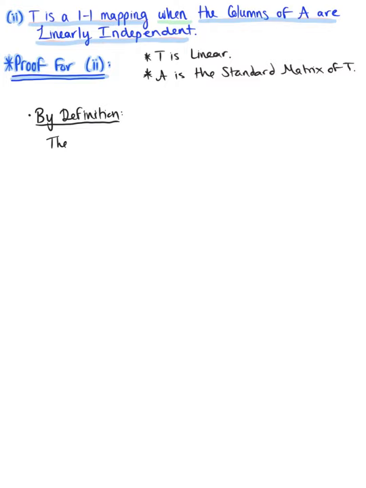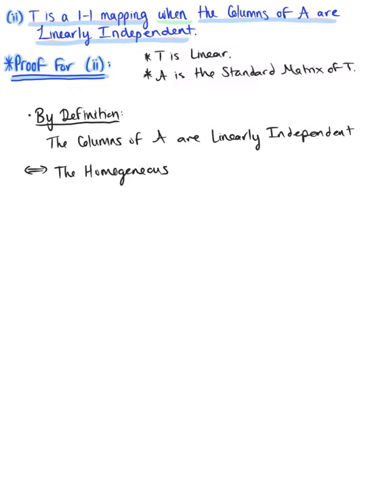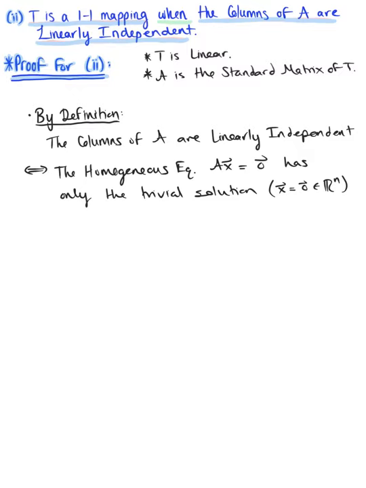So we can say, by definition, that saying that the columns of matrix A are linearly independent is logically equivalent to saying that the homogeneous equation, matrix A times vector x equals the zero vector, has only the trivial solution. And we, of course, know that the trivial solution is vector x being equal to the zero vector in Rn. So if the columns of matrix A are linearly independent, this is logically equivalent to saying that the homogeneous equation has only the trivial solution.